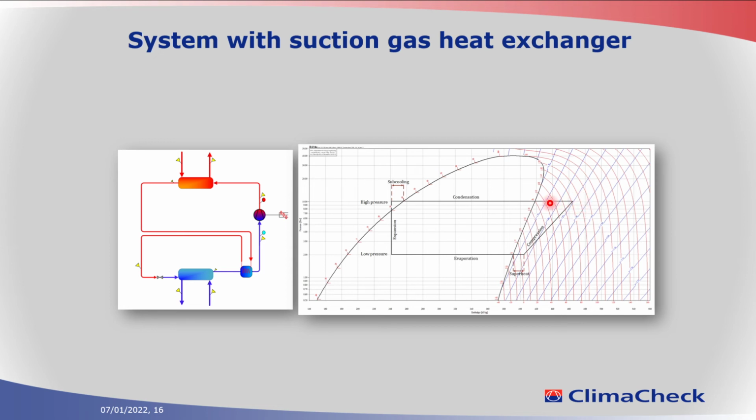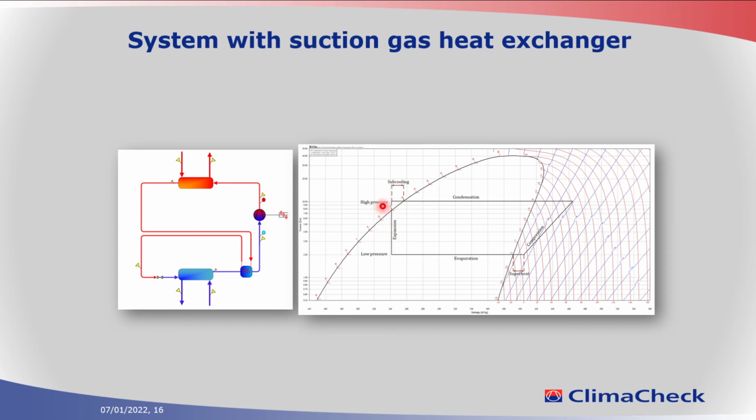We have the compressor, we have the condenser, and then we go into this suction gas heat exchanger. At this point, we are adding some subcool, and then we have the subcooled liquid after the heat exchanger over here. So that's that point. And then we go down to the evaporation.